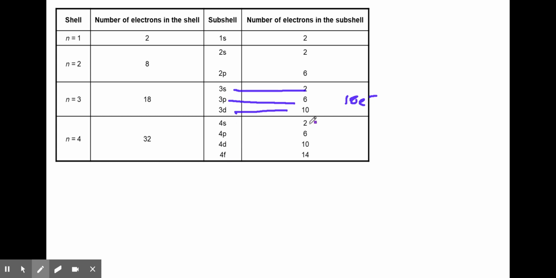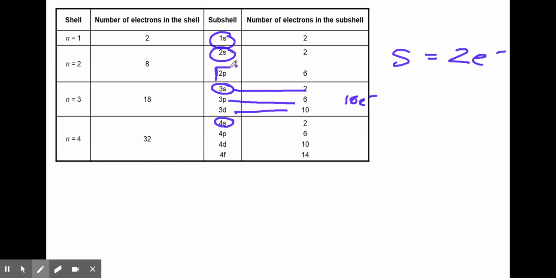The S subshell can hold 2 electrons, that P subshell can hold 6, the D can hold 10, and the F can hold 14. Well, let's take a look at our similarities here. Here is an S subshell, here is an S subshell, here is an S subshell, and here is an F subshell. Take a look. Every S can hold 2 electrons.